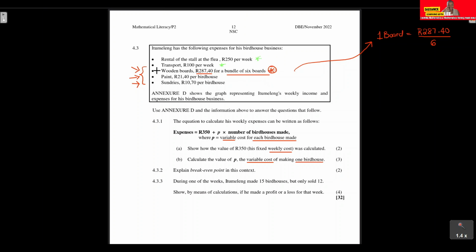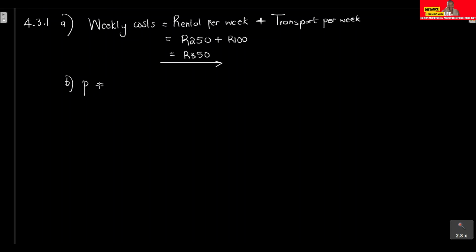By taking the price of one wooden board plus the paint plus the sundries, you're going to add them all together. Remember, P stands for your variable costs. It is going to be one wooden board, because we want to determine what the variable cost will be to make one birdhouse. So we're going to take the price for one wooden board plus the price of the paint for one birdhouse, plus the price you'll need for sundries for one birdhouse.